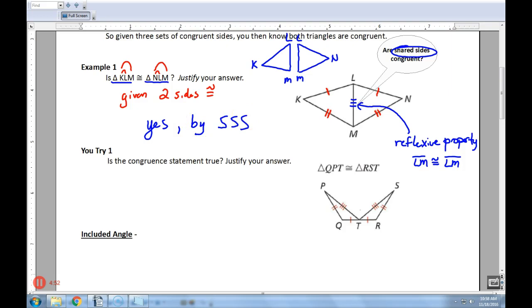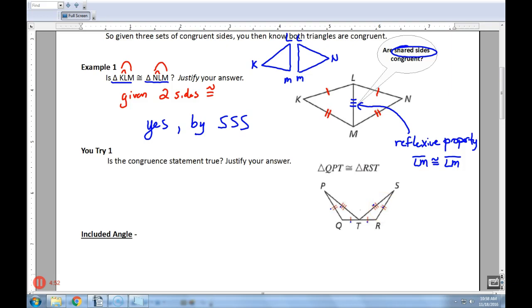So now you try the second one. Give this one a try, and this one's pretty straightforward because we're given everything. I look over here to the right. Now I see that I do have 3 sides of one matching up with 3 sides of the other. So those 2 triangles are congruent.